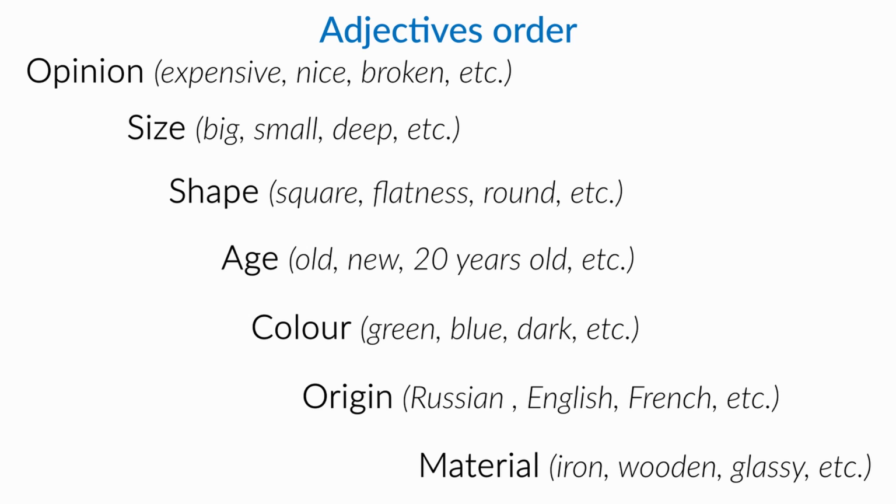Size: big, small, deep, etc. Shape: square, flat, round, etc. Age: old, new, 20 years old, etc. Colour: green, blue, dark, etc. Origin: French, Russian, English, etc. Material: iron, wooden, glassy, etc.